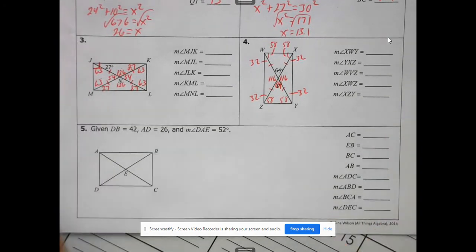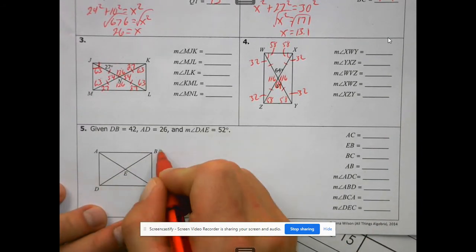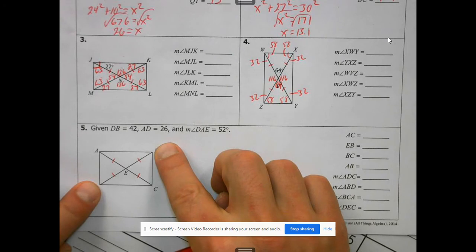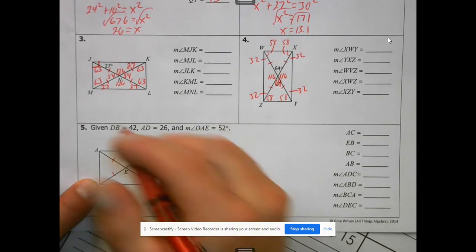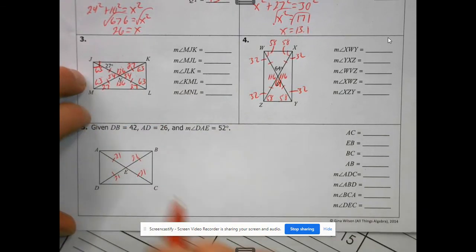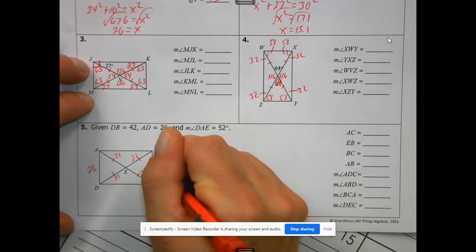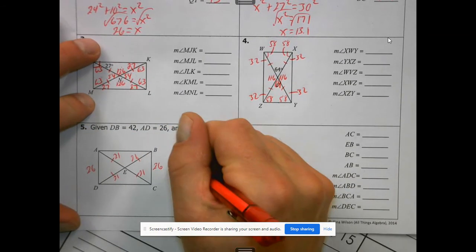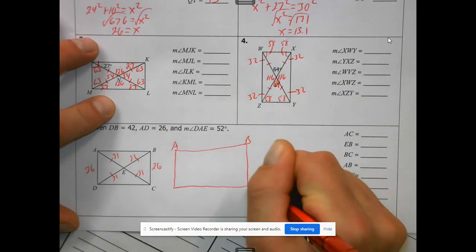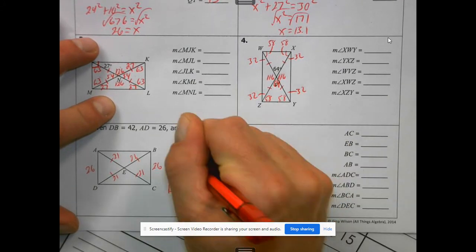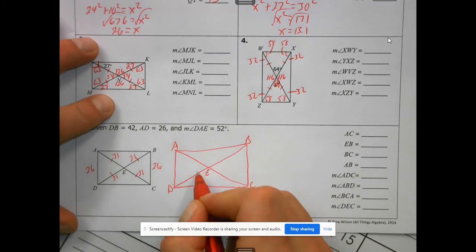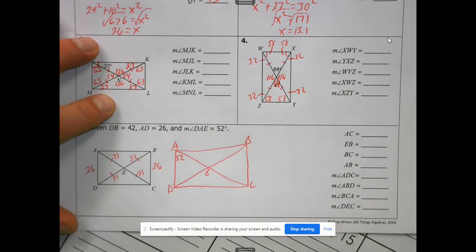Number 5, got to fill some stuff in. D to B is 42. So remember, these are all congruent. So if this whole thing is 42, and I cut that in half, each of these pieces has to be 21. 21, 21, 21, 21. A to D is 26, which means that side's 26. And I'm going to do another one for the angle so it doesn't get too confusing. A, B, C, D. And then it says angle DAE right here is 52. And that's all it gives us.